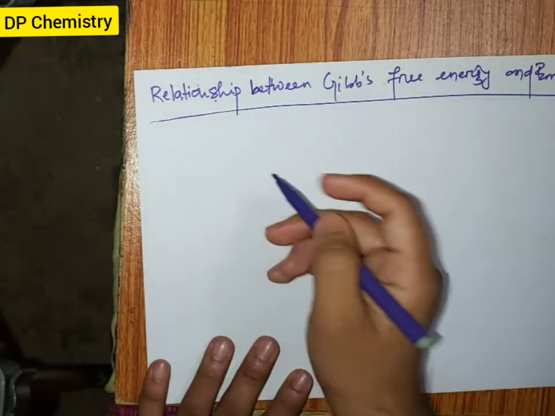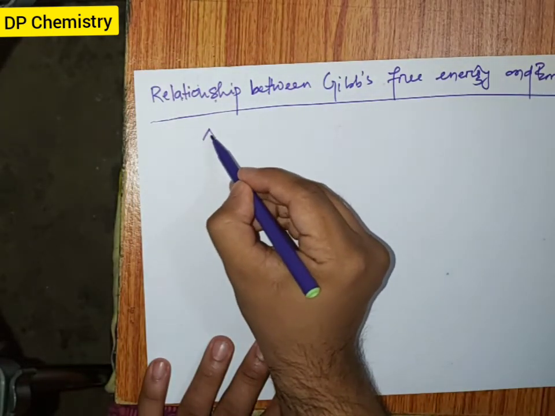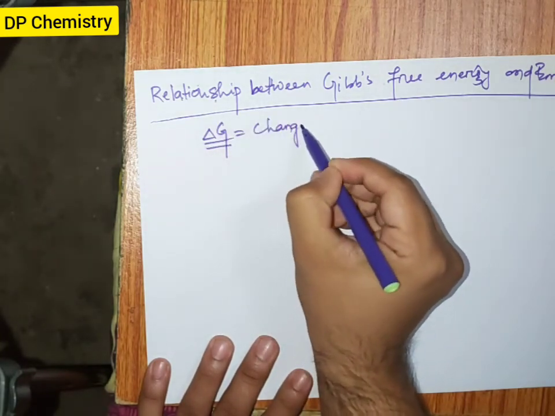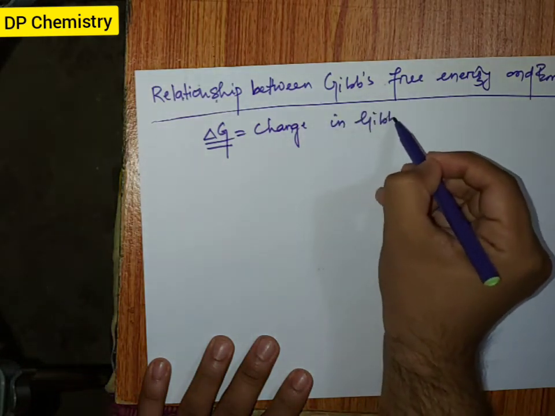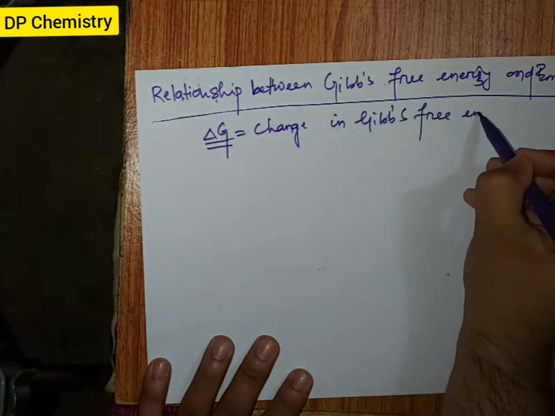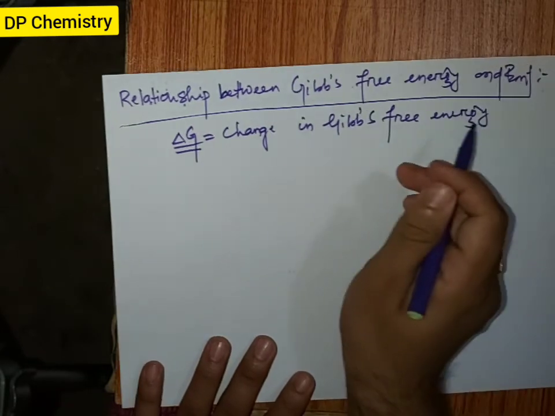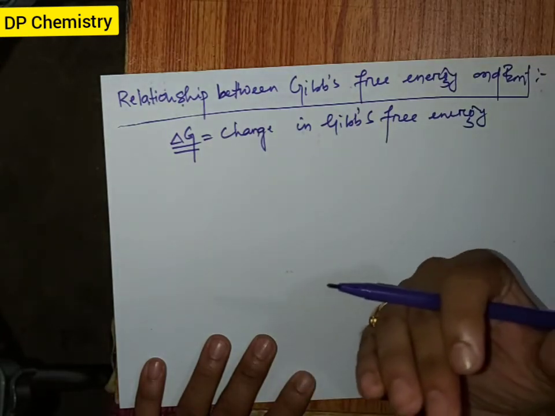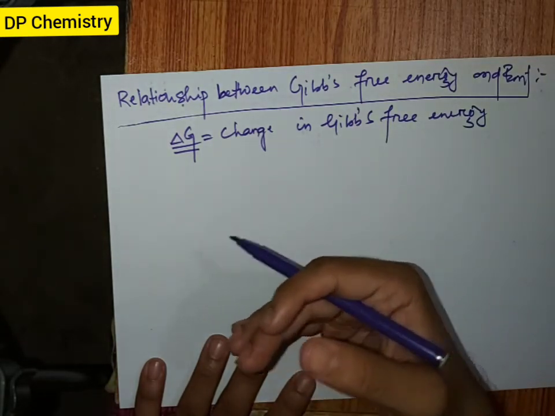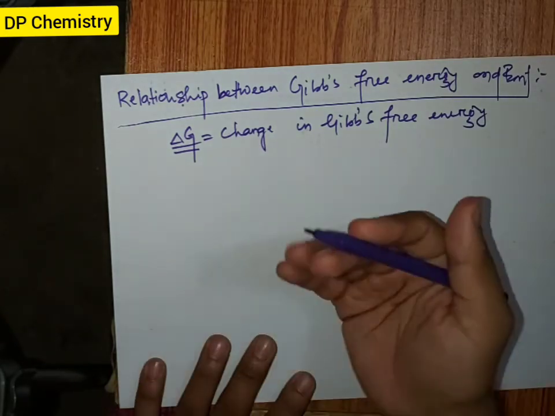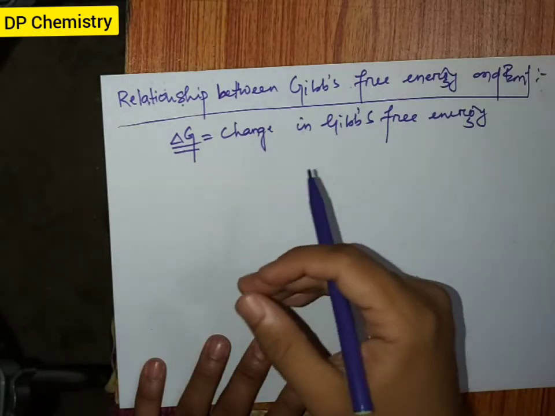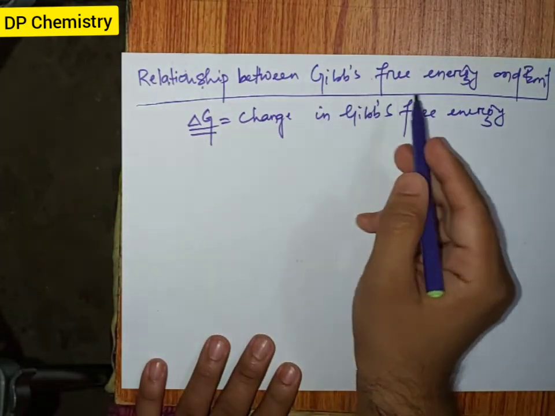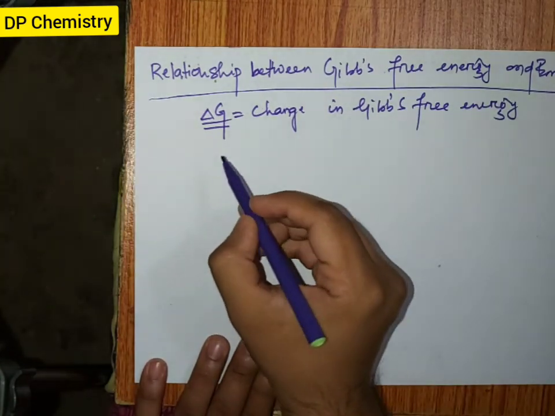What is Gibbs free energy? This is denoted by del G, the change in Gibbs free energy. This is the excess amount of energy available to do some work. You must have read this in thermodynamics in 11th class.